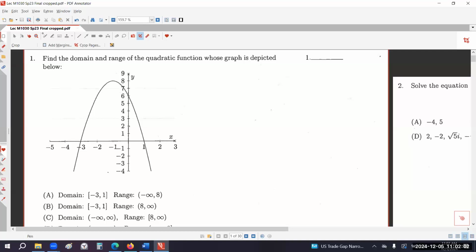What? What happened to my pen? Give me 1 second.